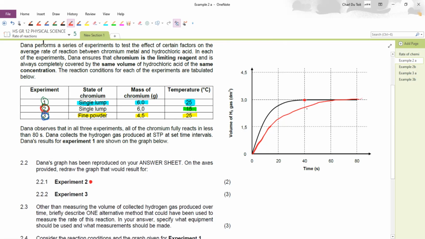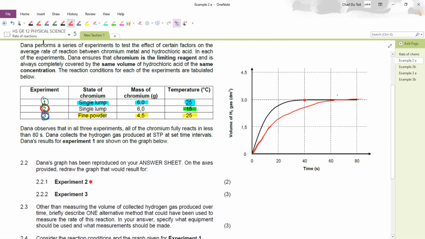So I can't show that the graph has its maximum volume at 40 seconds, it must take longer. How much longer doesn't matter. It doesn't have to be 60. I'm not sure how long it will take.